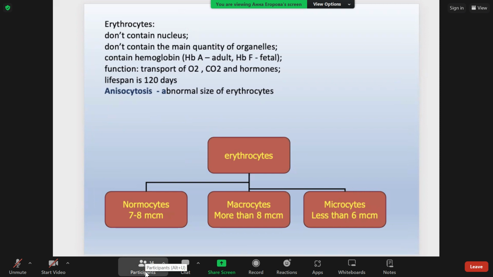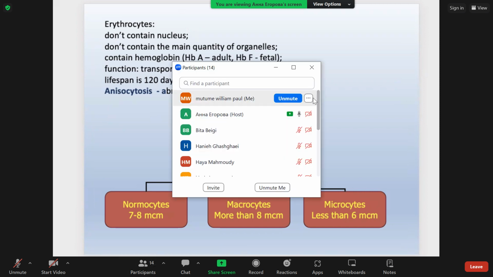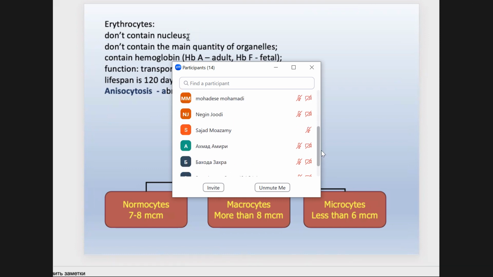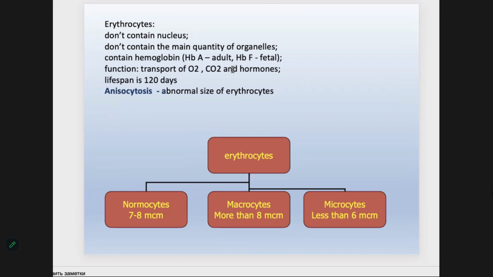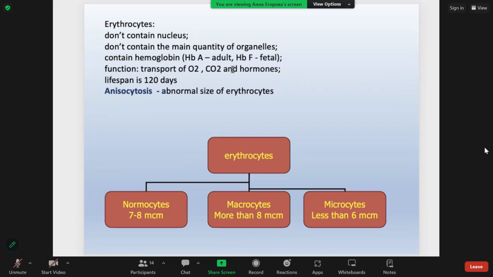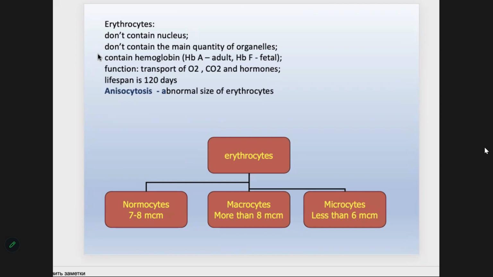Okay. So we are speaking about the structure of erythrocytes, and I told that erythrocytes don't contain a nucleus, don't contain the main quantity of organelles, and house the pigment hemoglobin, which connects and contacts with oxygen and carbon dioxide. Hemoglobin consists of two main parts: heme, the iron-containing part, and globin, the protein-containing part.